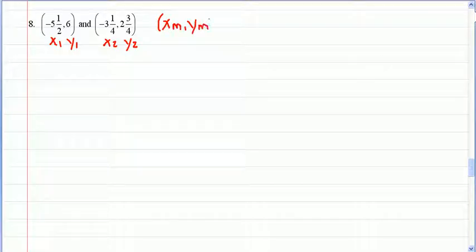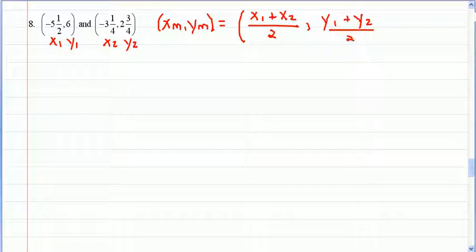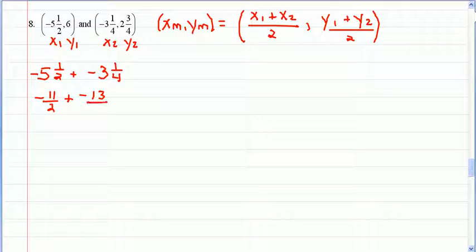I add the x's, divide by 2, and then I add the y's, divide by 2. So first let's start by adding the x's. So if we take negative 5.5 plus negative 3 1/4, we can change these to improper fractions, which would be negative 11/2 plus negative 13/4, and then identifying the least common denominator to be 4.